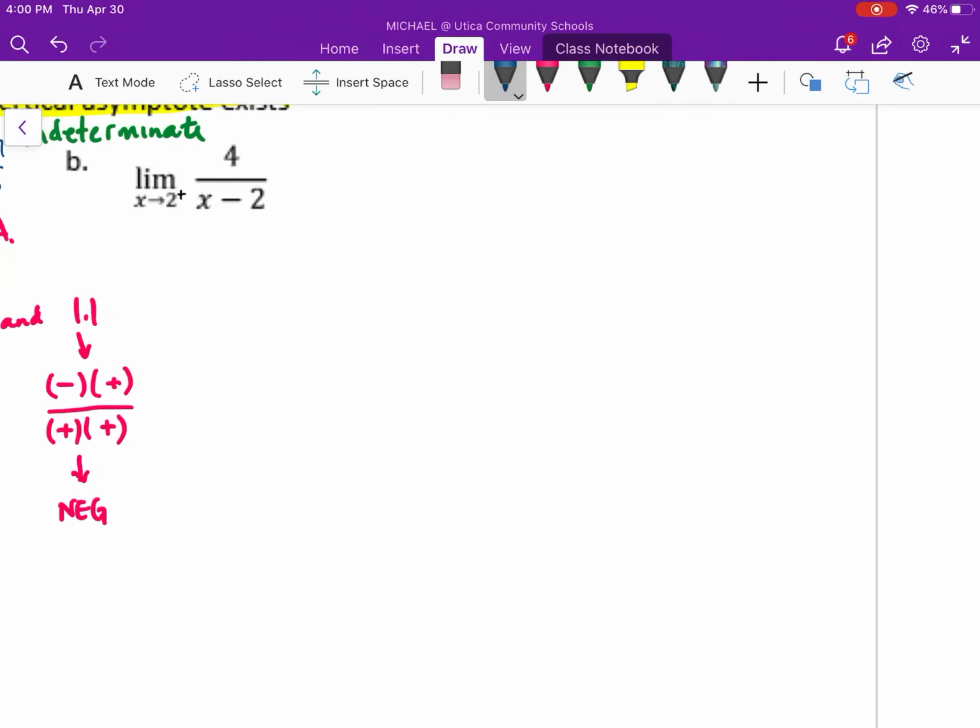All right, example B. Again, direct substitution. In this case, we're looking at the limit as x approaches 2 from the positive side. So all we're looking at is the positive side, not the negative side. When I plug in a 2, I end up with 4 divided by 2 minus 2, or 4 over 0, which is not defined. It's indeterminate, but it does tell me that there's a vertical asymptote there.